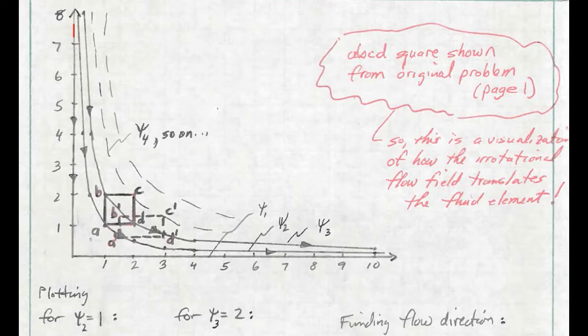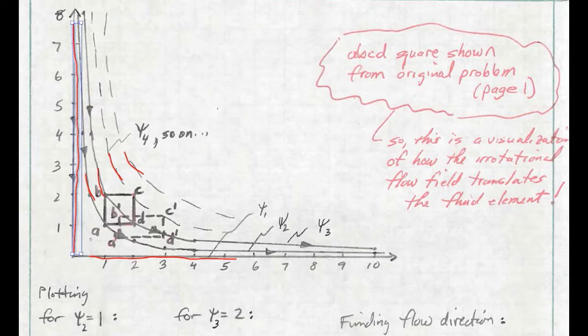Here's the one that we did at first for psi 1, which is just the axis here. And here, and then we have psi 2, psi 3, psi 4, and so on. So these are all headed down this way.